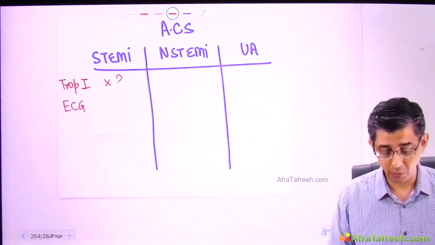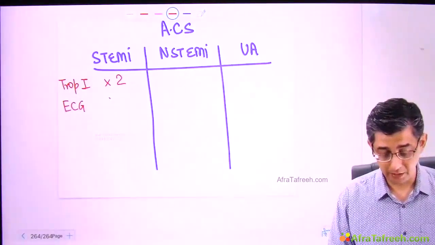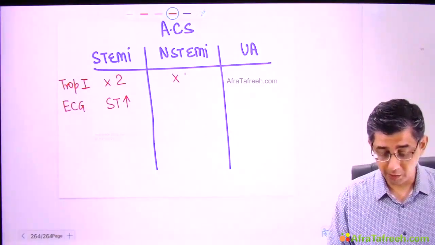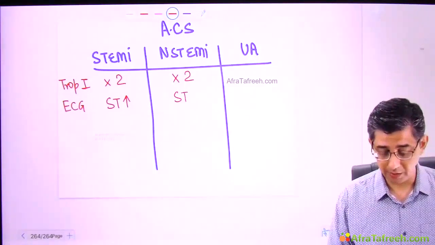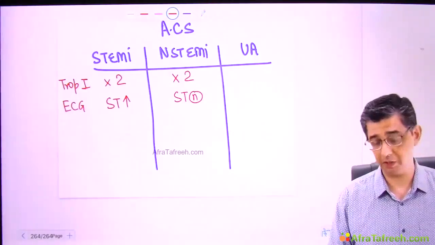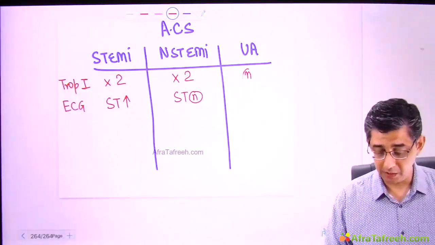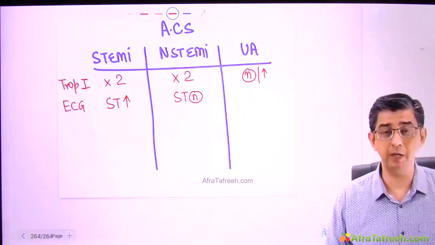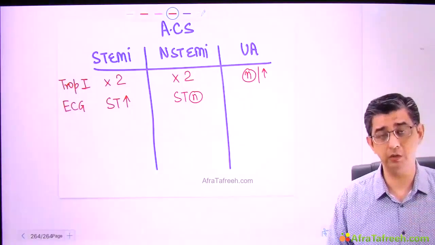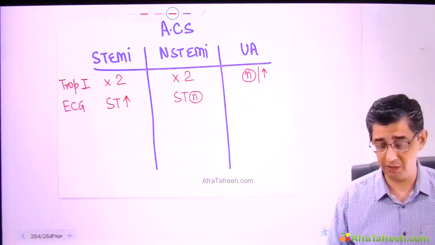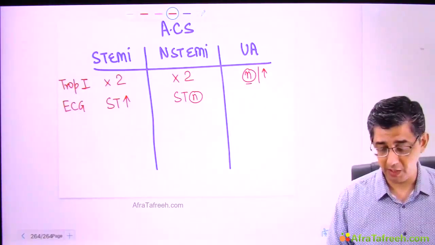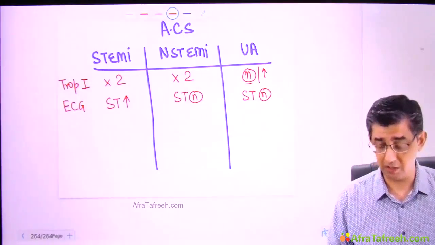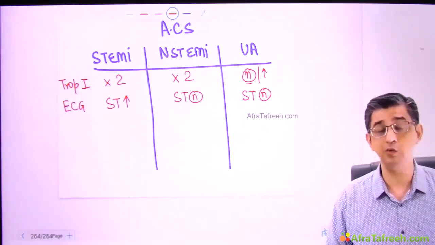Trop I is showing a doubling, and ST elevation is obviously present in ST elevation MI. The doubling of trop I is present in non-ST elevation MI also, but ST is either normal or can be having a depression. And in unstable angina, the values can be normal or they can be slightly elevated to the level that might be below the threshold of detection. So that's why in lots of MCQs, the ST values would be given as normal or depressed, whatever be the case, but troponin I values will be given as normal.